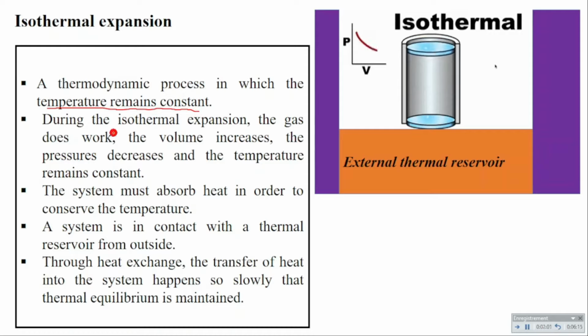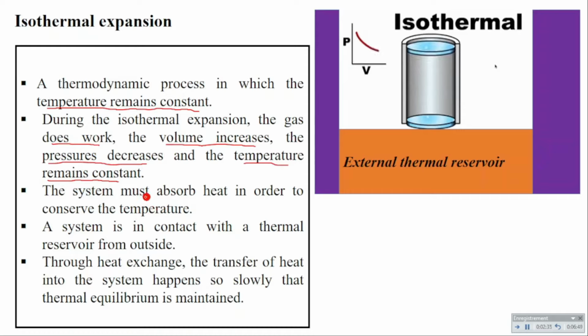During isothermal expansion, the gas does work. That means if the gas does work, the work done is negative. The volume is going to increase and the pressure is going to decrease, but the temperature, as we have said, should remain constant. So the pressure and the volume are changing, and the temperature remains constant.